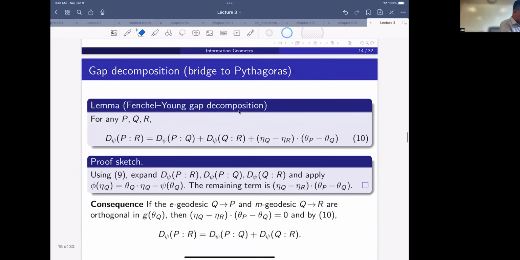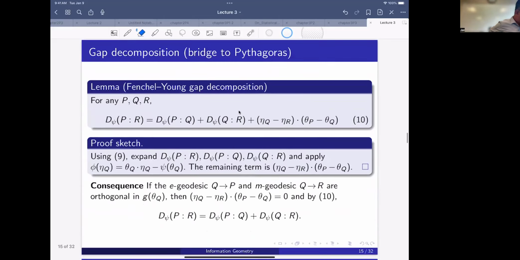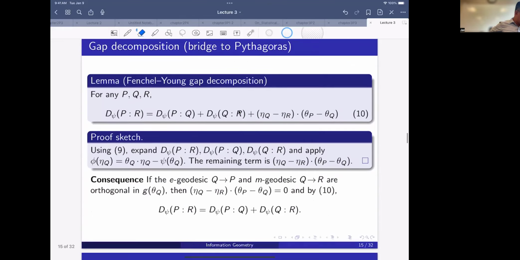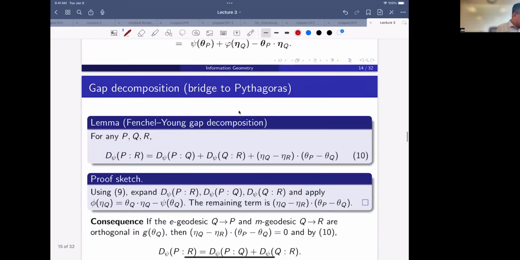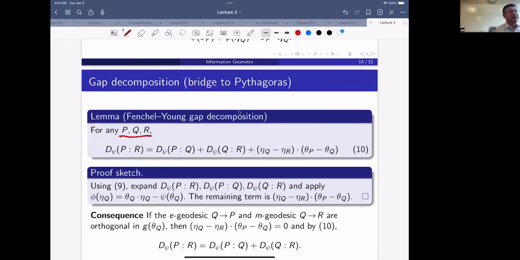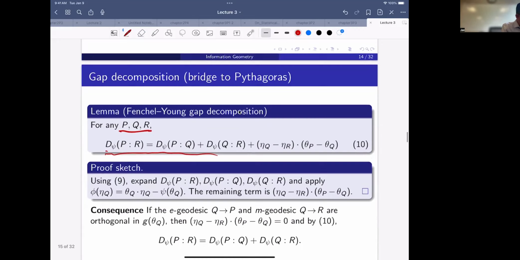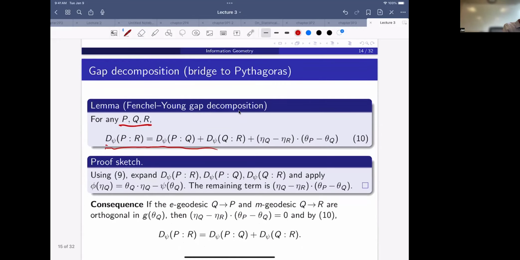Okay, now the goal eventually, we wish to establish the Pythagorean theorem for the Bregman divergence, right? And so we want to use this inequality and equality for the three points. For any three points, you can write down, so do some algebra, right? Do some algebra and then simplify, and at the end of the day, you get something like this.